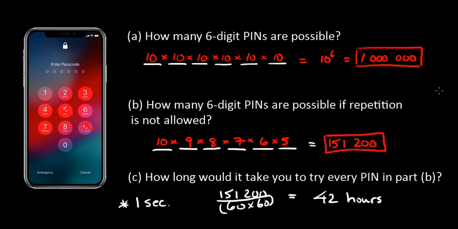So there it is. With repetition, we have 1 million possible 6-digit PINs, and without, we're all the way down to 151,200.